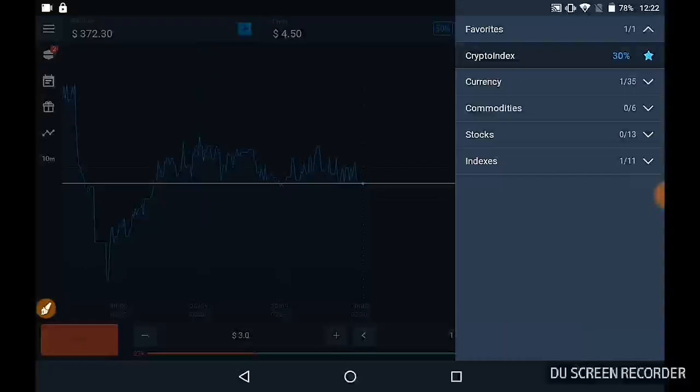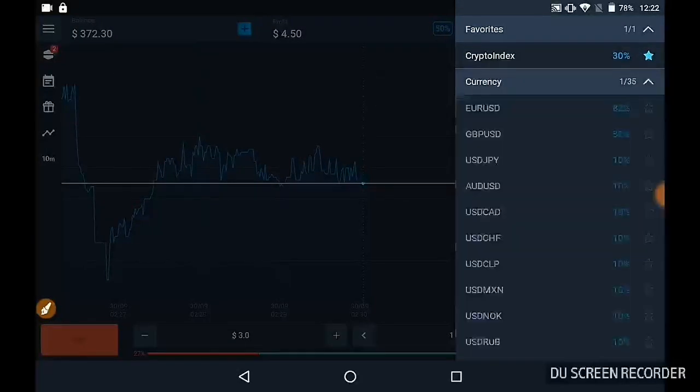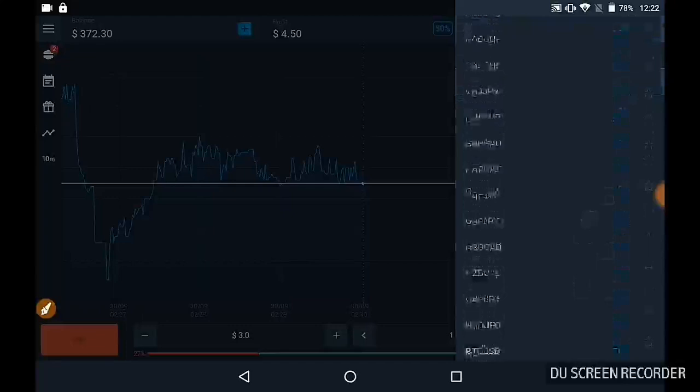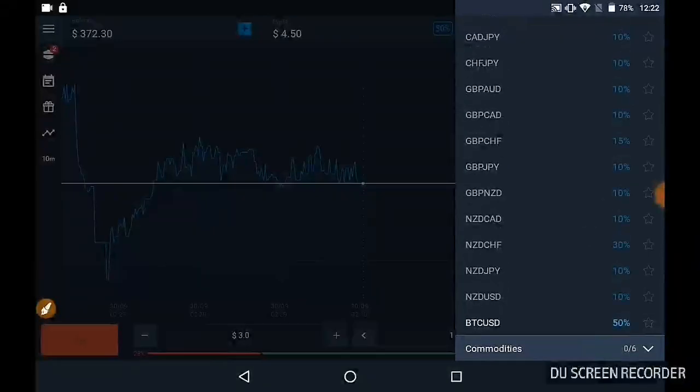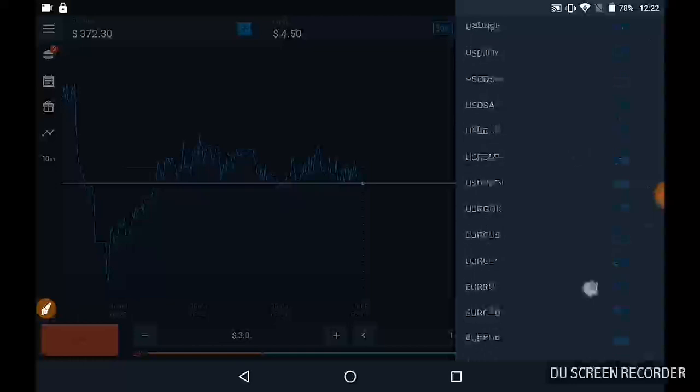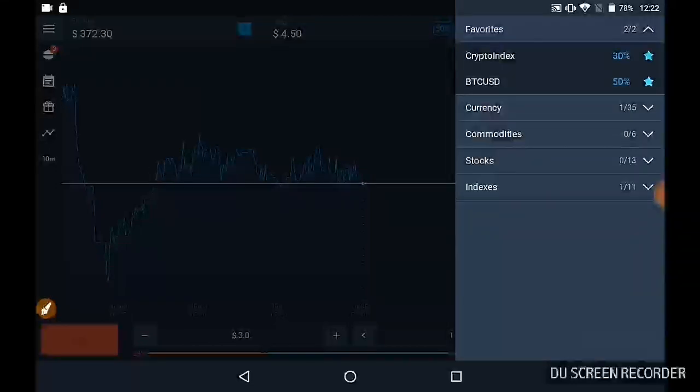And okay, currency did not even show up. That was awesome. So let us try it again. Here, even though I'm clicking it, it fades out. Okay, this was a user interface issue. But here, these are the two things, Crypt Index and Bitcoin USD, that you can trade on.